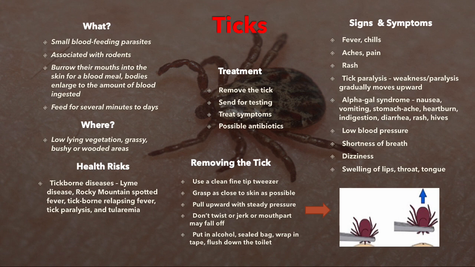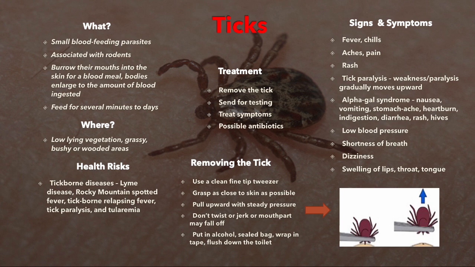Health risks include tick-borne diseases, Lyme disease, Rocky Mountain spotted fever, tick-borne relapsing fever, tick paralysis, and tularemia. Signs and symptoms include fever, chills, aches, pain, rash, tick paralysis, alpha-gal syndrome, low blood pressure, shortness of breath, dizziness, swelling of lips, throat, or tongue. The treatment includes removing the tick, sending it for testing, treating symptoms, and possibly using antibiotics.